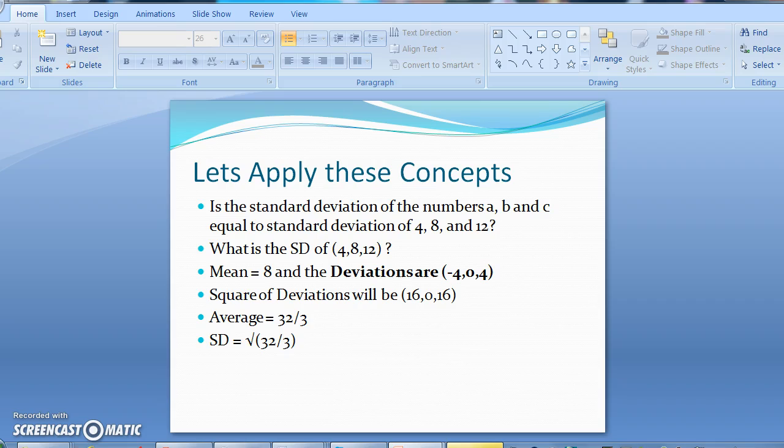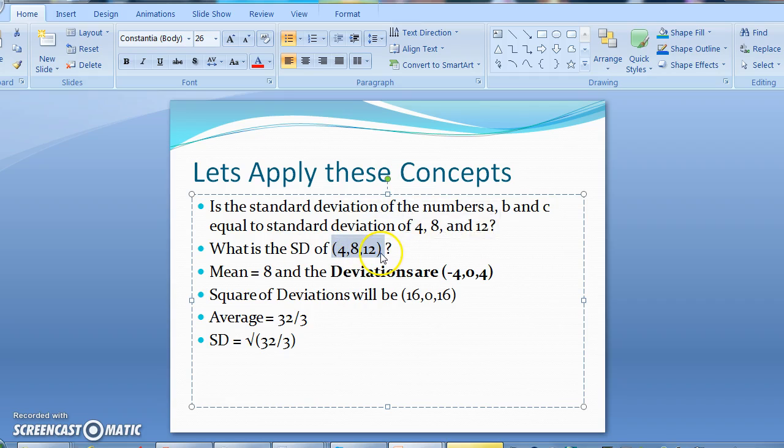Alright. So now let's apply these concepts. Is the SD of the numbers a, b and c equal to the SD of 4, 8, 12 is the question. So first, let's look at 4, 8, 12. Alright, so 4, 8, 12, you again see is an arithmetic progression. Arithmetic progression we'll discuss again later, but you can just observe that they are evenly spaced, right? So the mean is 8, you add them and divide by 3, you are going to get 8. Deviations from the mean are going to be 4, right? Because 8 plus 4 is 12. The deviation of 8 from itself is 0. And the deviation of 4 from 8 is minus 4.